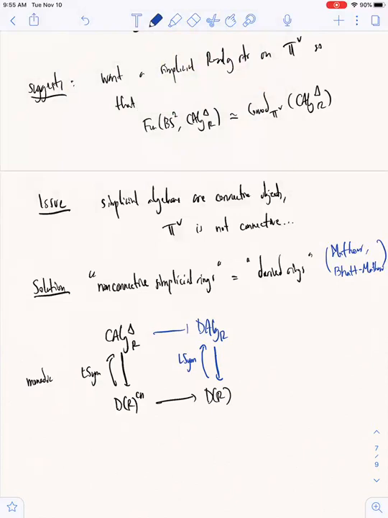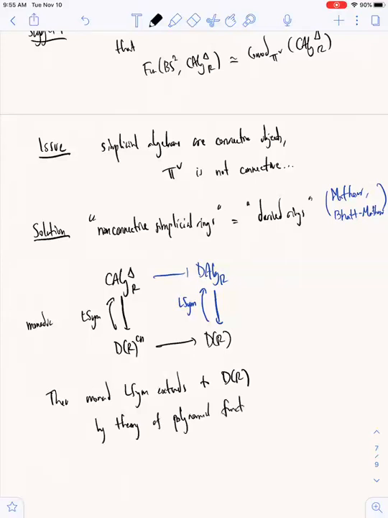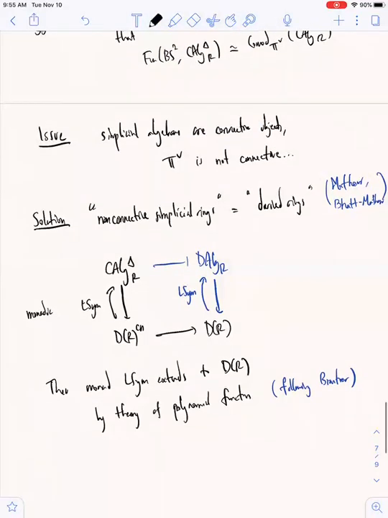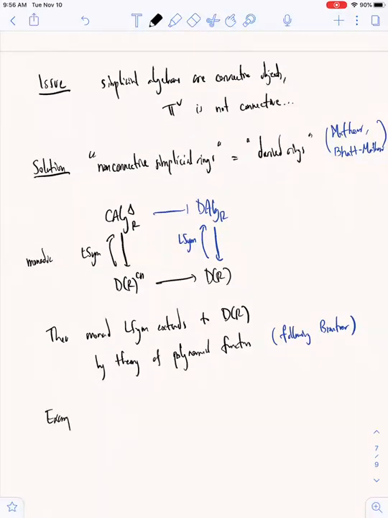So let me write that. The monad LSim extends canonically to the whole derived category. And this is by the theory of polynomial functors, following ideas of Lucas Brandner. Okay, so let me not say a lot more about that. Let me just maybe say one important example.